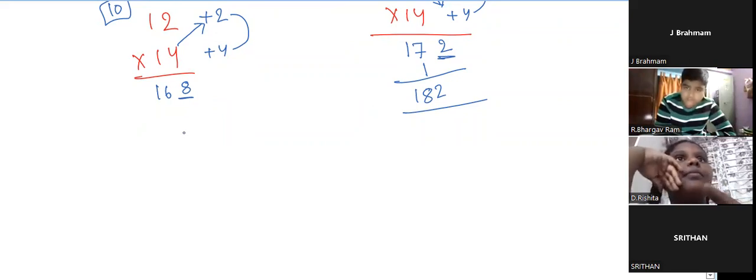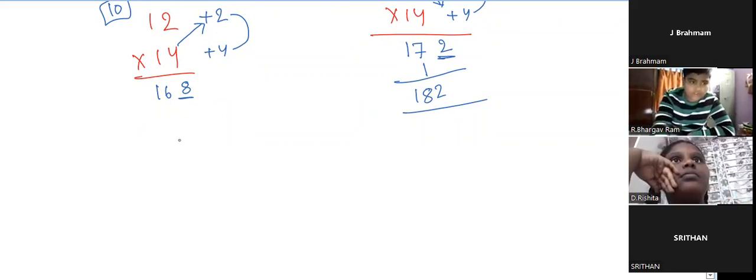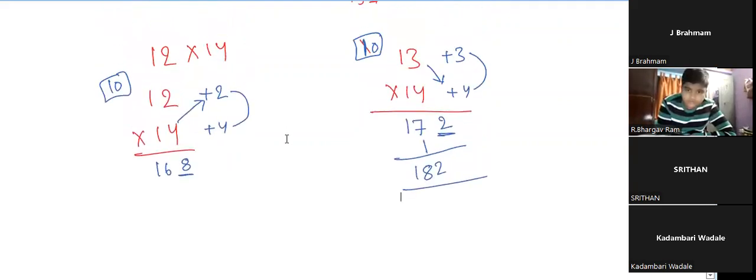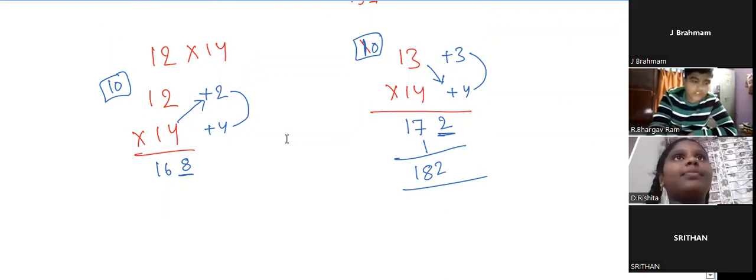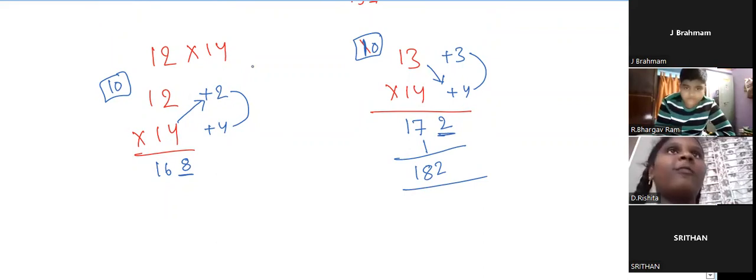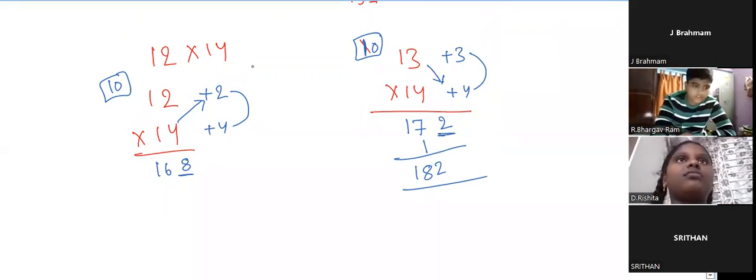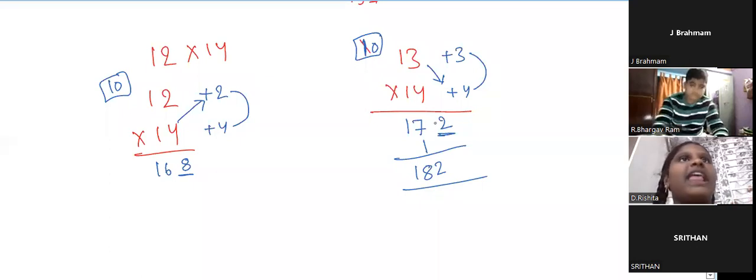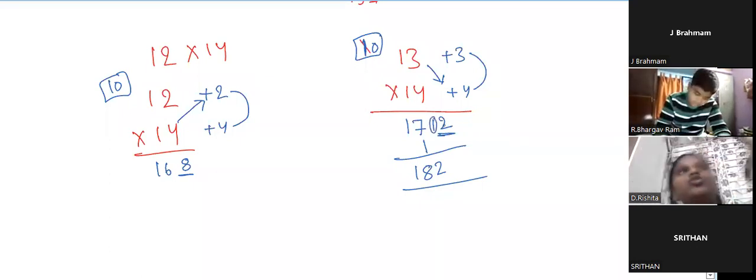Sir, I have a doubt. Why did we get 1 there, sir? Why are you keeping 7 only in 182? Remaining people, don't talk. Okay, understood. 4 times 3 is 12, so you keep 2 and 1 will be carried over. So actually this is 12, and the 1 will be carried over to 7.